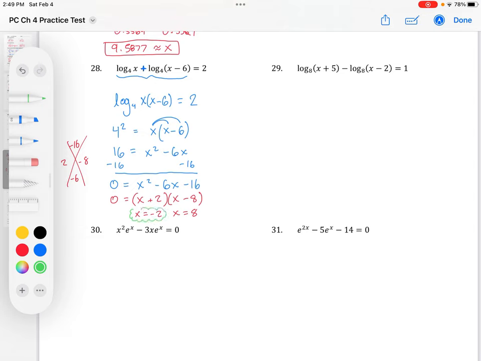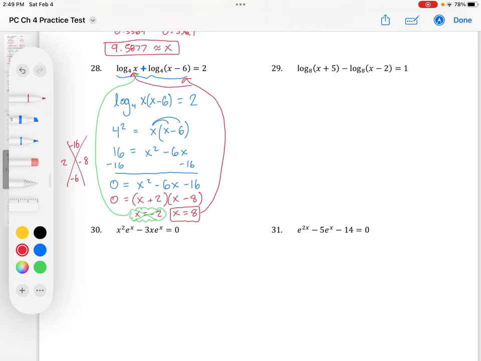So if we look at this x equals -2, if you go back and plug it into this original equation, you're taking the log base 4 of -2. You cannot take logs of negative numbers. If you try to do that, it's going to give you a domain error. So this is not a real solution. It doesn't work.